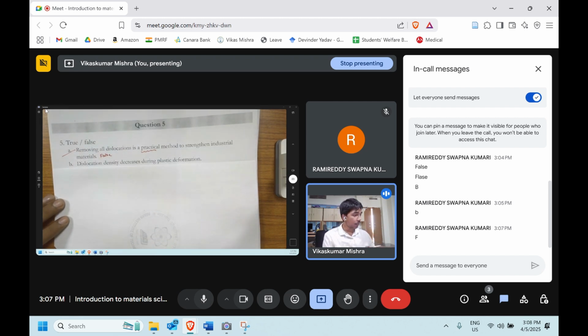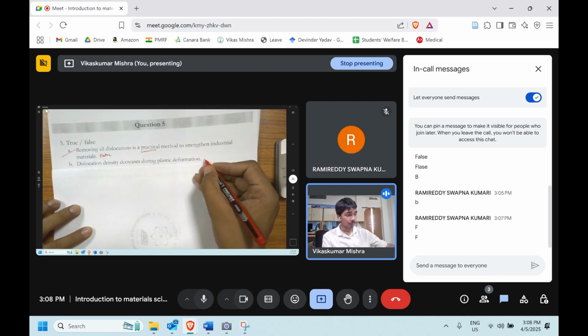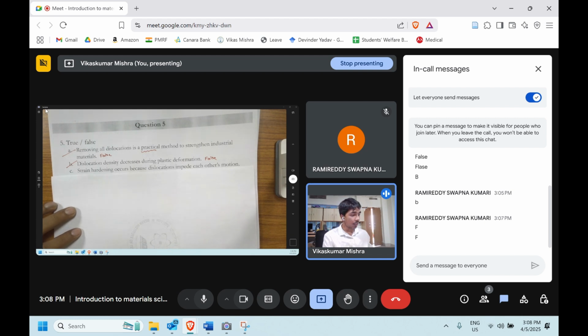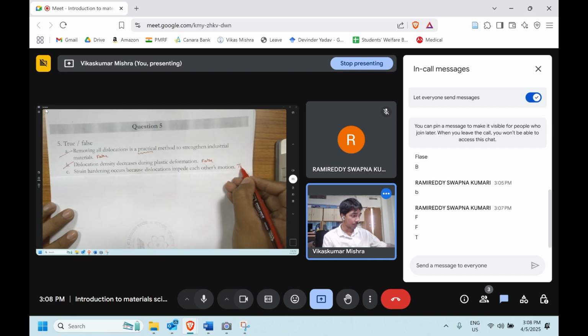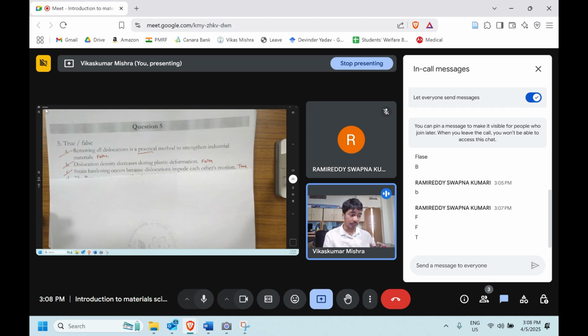Second statement. Dislocation density decreases with plastic deformation. If we do plastic deformation, dislocations will go to the surface and then annihilate. Yes, okay. But dislocation density does not decrease, because of the presence of the Frank-Read source. So again, it's false. Strain hardening occurs because dislocations impede each other's motion. Is it true or false? Very good, it's true. They are interacting with each other and they are not letting each other move ahead.